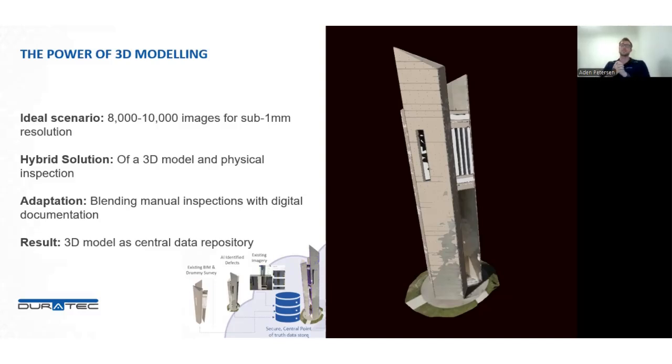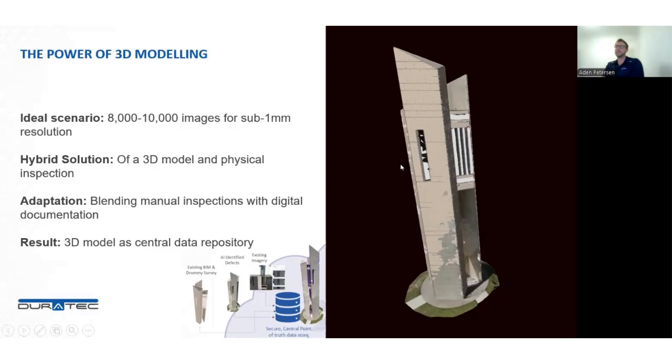This model became the central data repository. Just imagine having every defect, every repair approval, every photo, all spatially located and accessible instantly to whoever has the link. For a heritage structure like the Carillon, this level of detail and organisation was game-changing in the way we communicated and were able to visualise this project.